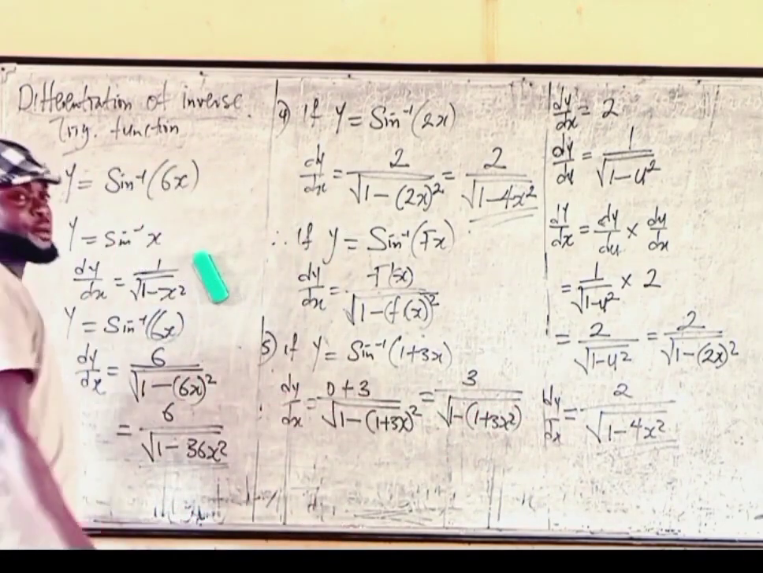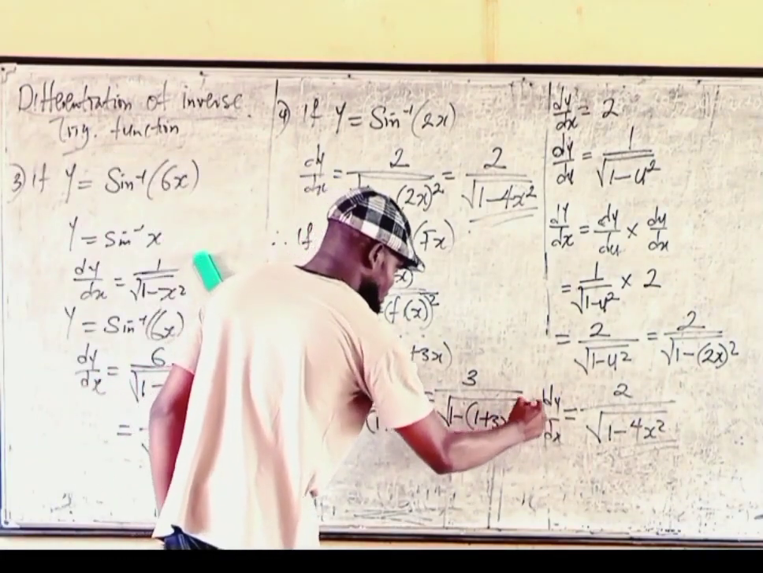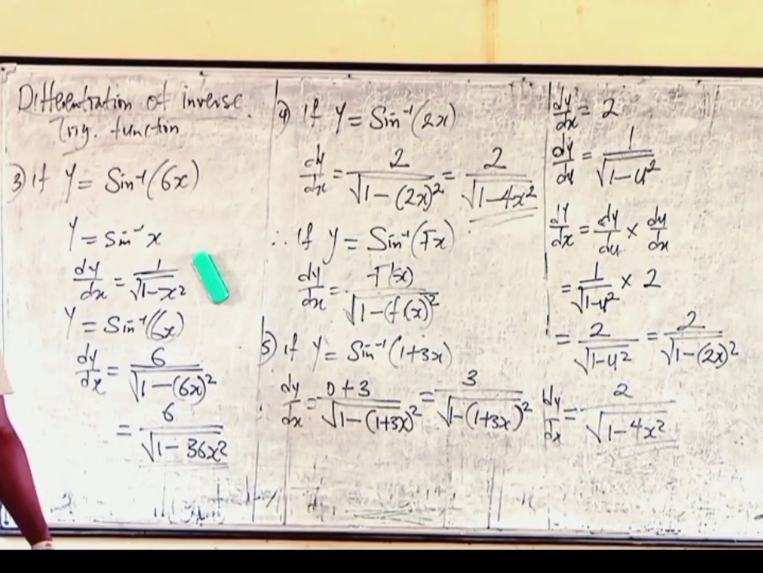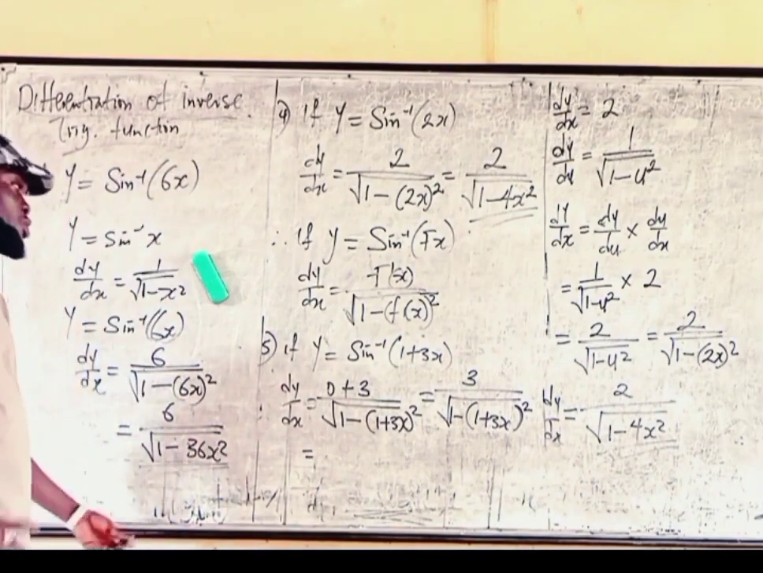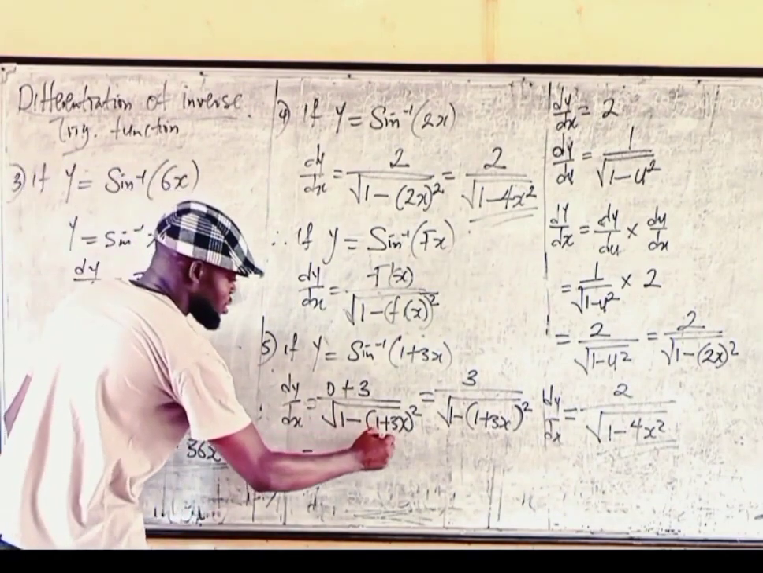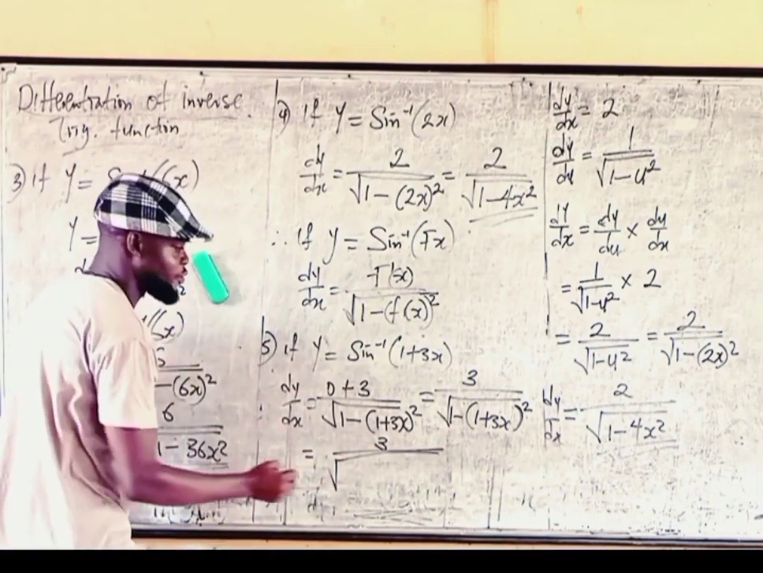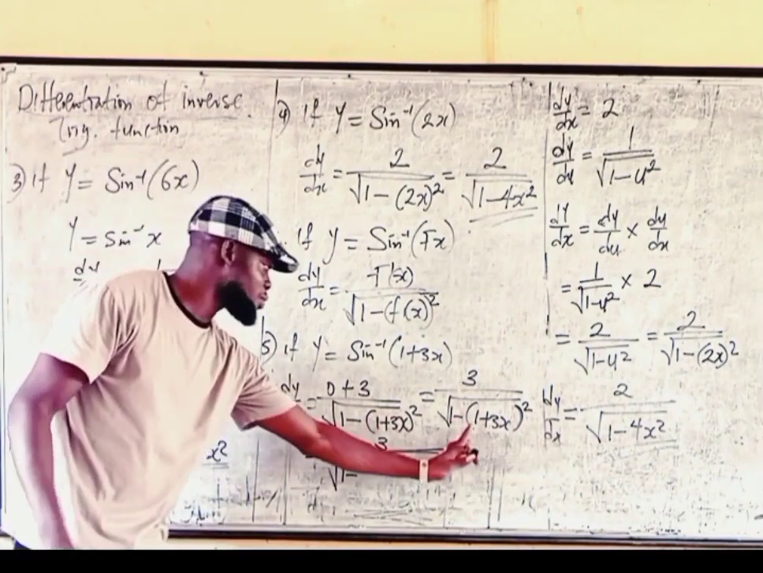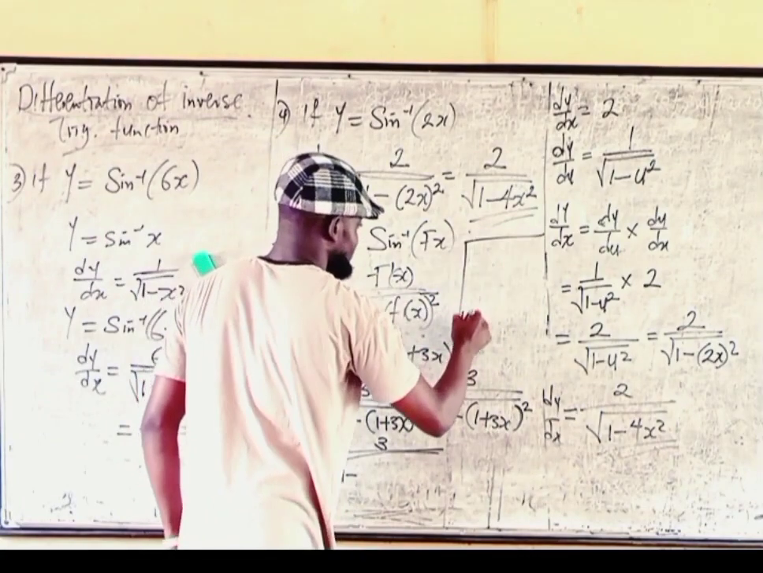So you can decide to open the bracket or decide to leave the answer this way. But I'm going to open the bracket for you so that you see how to open brackets. Let me just use a very long method to do it. So we have 3 over the square root of 1 minus... You can do it this way.